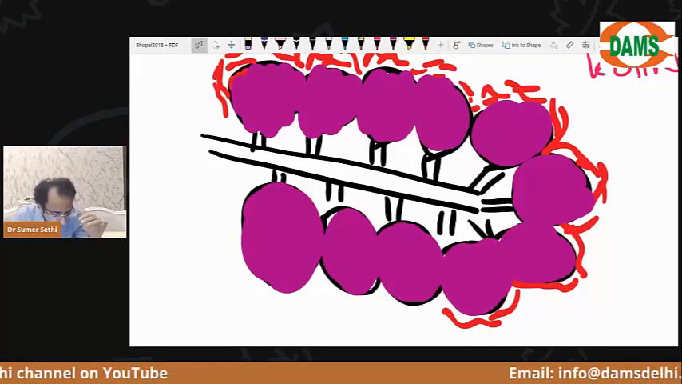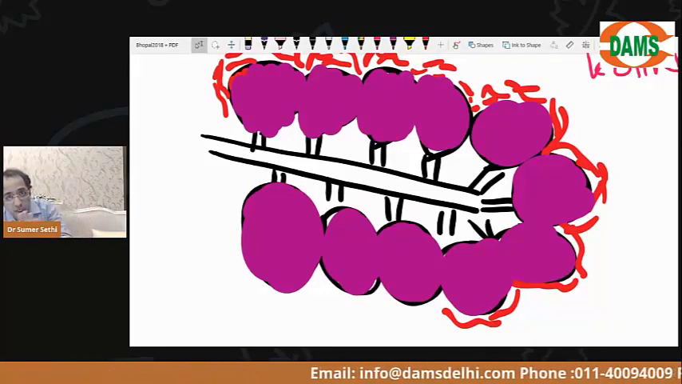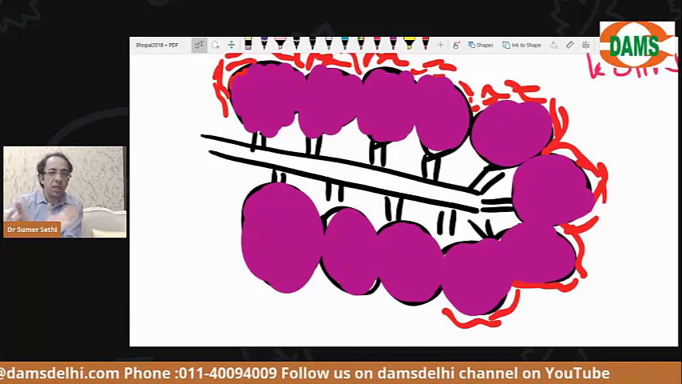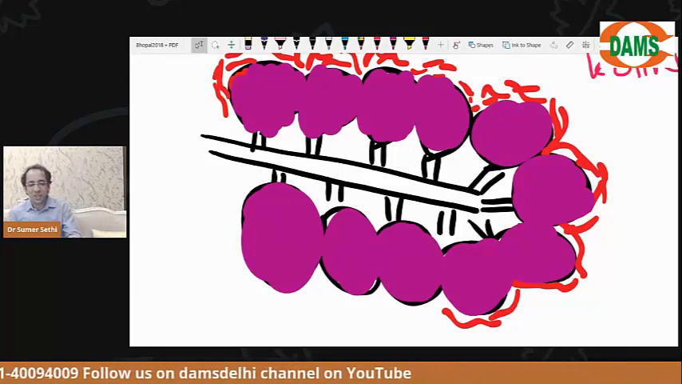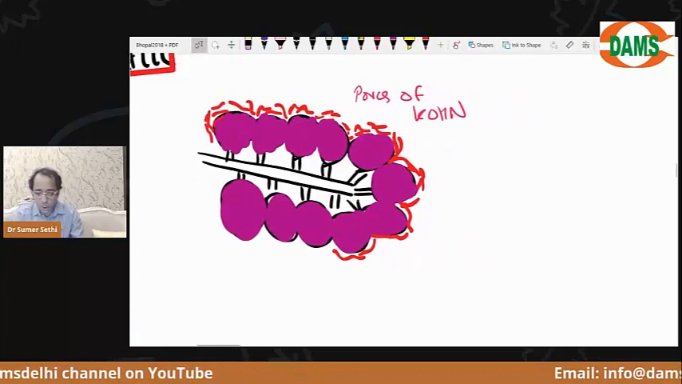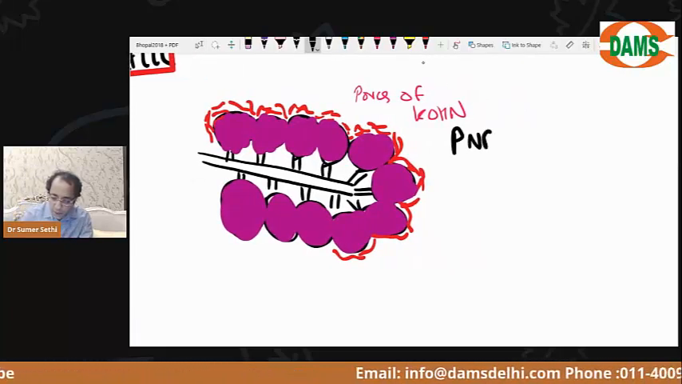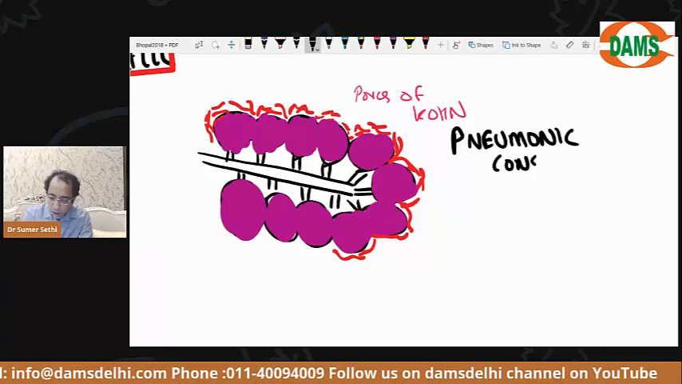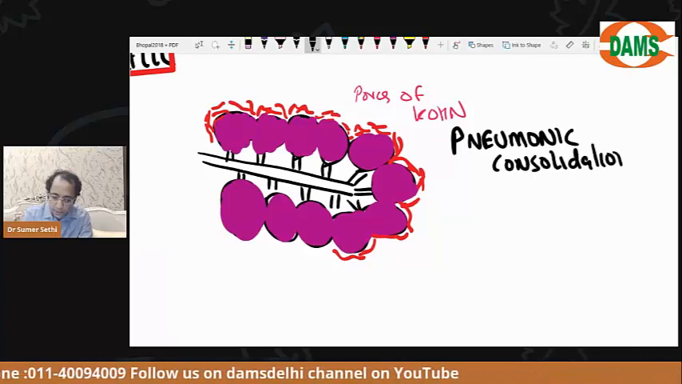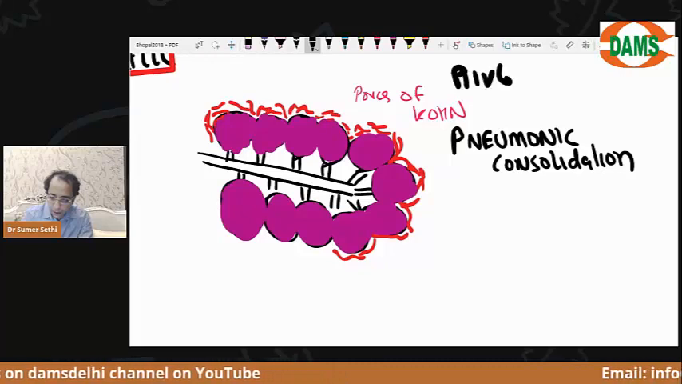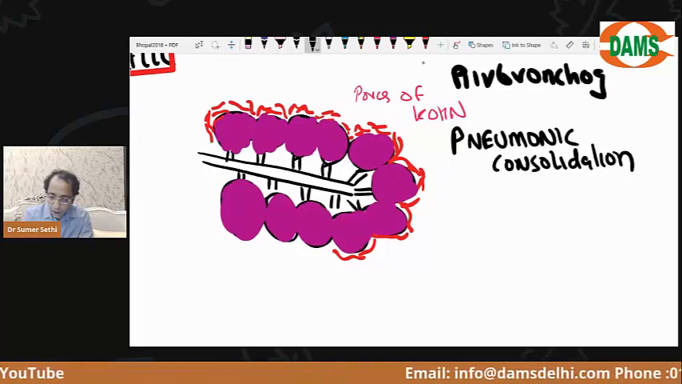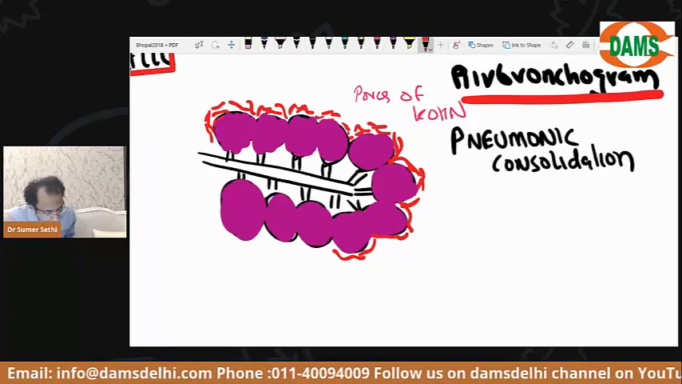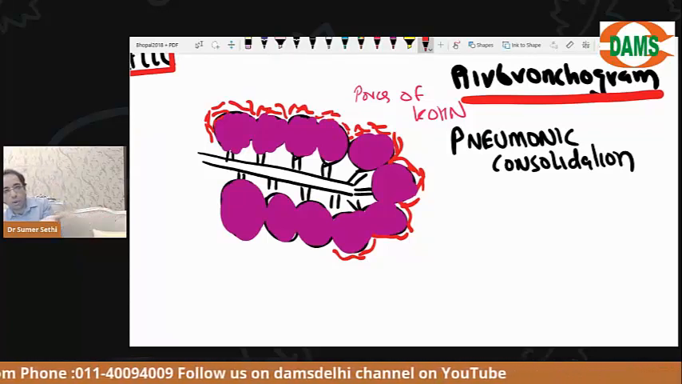The alveoli, when they are diseased, will become opaque, but the bronchus is air filled, so inside that opacity you will see tubular bronchi. This is called air bronchogram. If I now say air bronchogram is seen in pneumonic consolidation, yes or no? The answer is yes. Air bronchogram is a feature of pneumonic consolidation. Why does it happen? Because the alveoli are filled up with exudates and the bronchus remains patent.